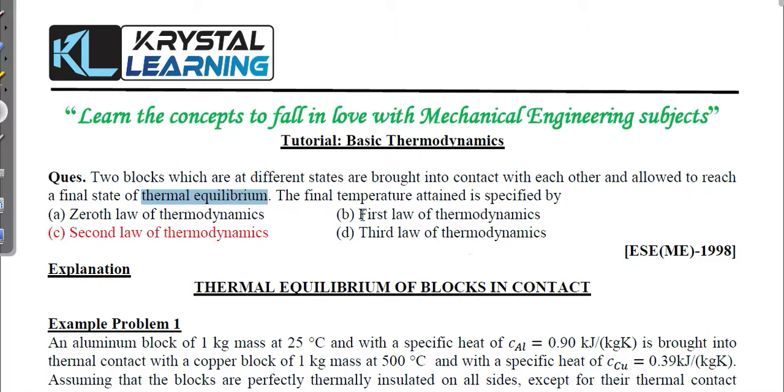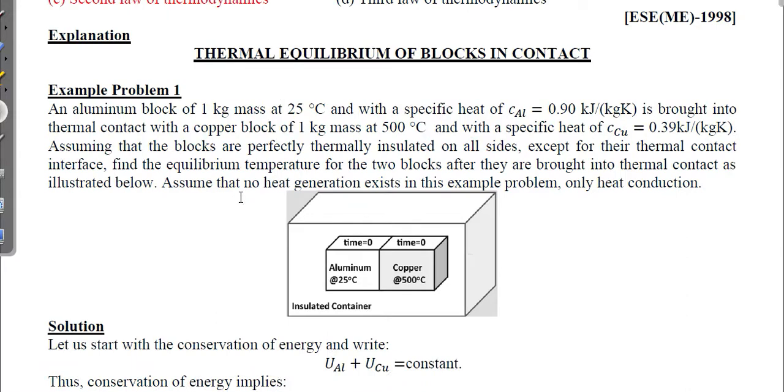Now next comes the answer that is given by the maximum number of previous year books, coachings, and answer keys from different examinations. It is given as the first law of thermodynamics. I will discuss first why it is given. For that a small problem is taken: an aluminum block of 1 kg mass at 25 degrees centigrade with a specific heat, and another copper block of 1 kg at 500 degrees centigrade. So the copper block is hotter, with a specific heat. Assume that the blocks are perfectly thermally insulated.